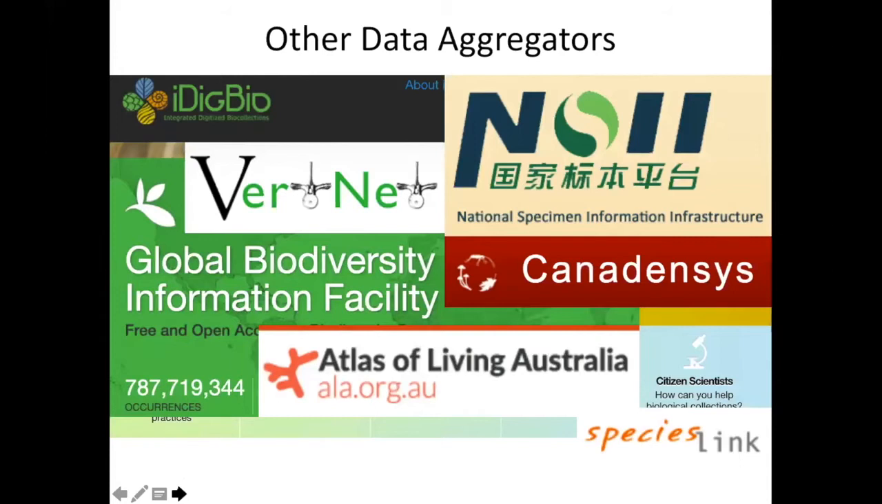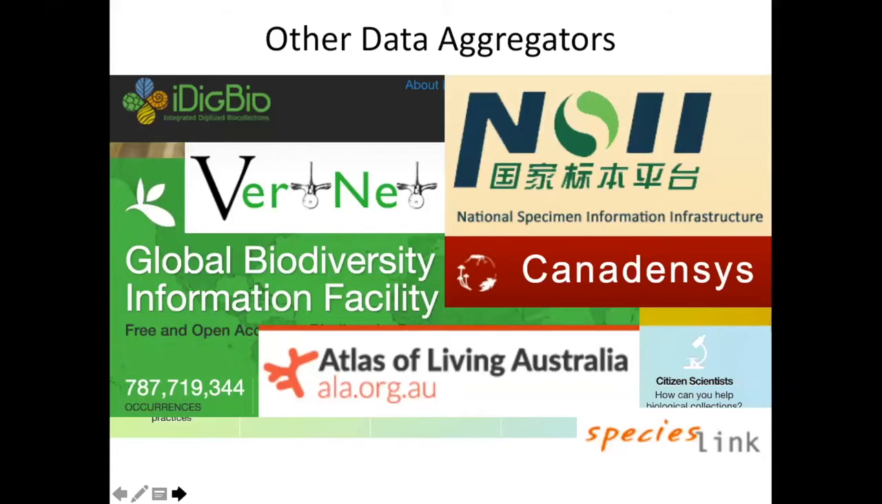Now, iDigBio is only one of these sorts of what we call aggregators that's available worldwide. There are some other aggregators or portals that are specific to their countries, such as the National Specimen Information Infrastructure in China, Canadensis in Canada, the Atlas of Living Australia, Species Link from Brazil, and so on. And then there are other ones that are focused on specific organisms like VertNet, which is for all vertebrates.